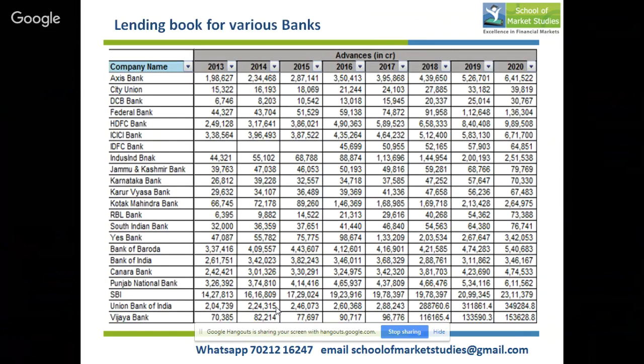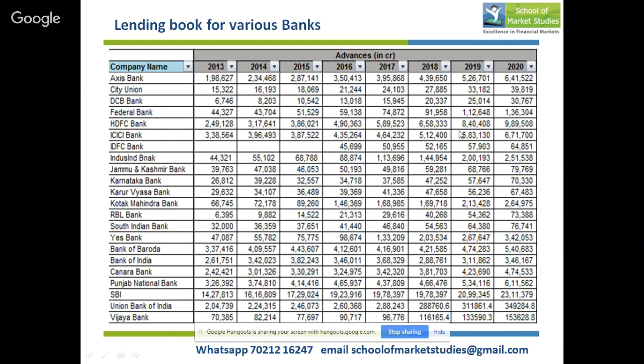So this is a snapshot of how the various banks stack up in terms of the assets under management or the loan book, the size of the loan book. And this includes all the banks, even if they are under PCA. Okay, so let us see.